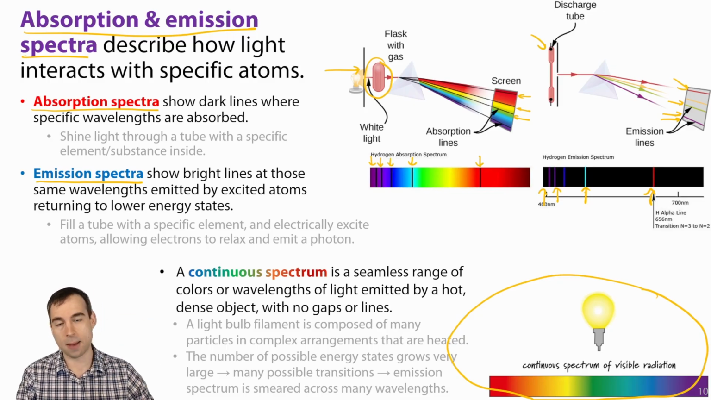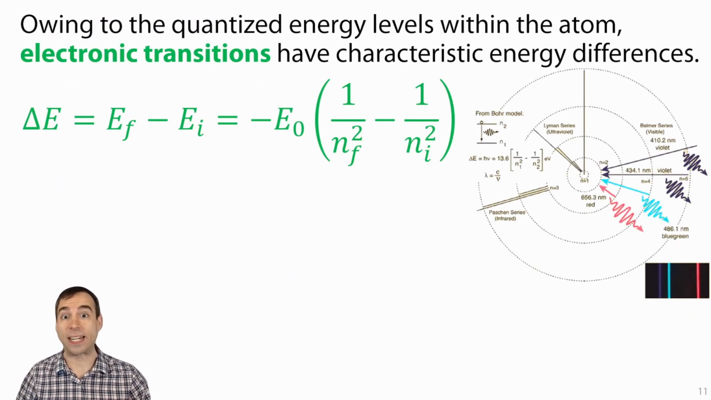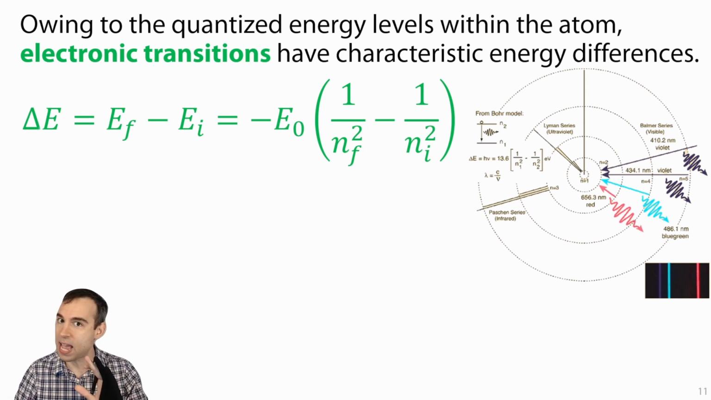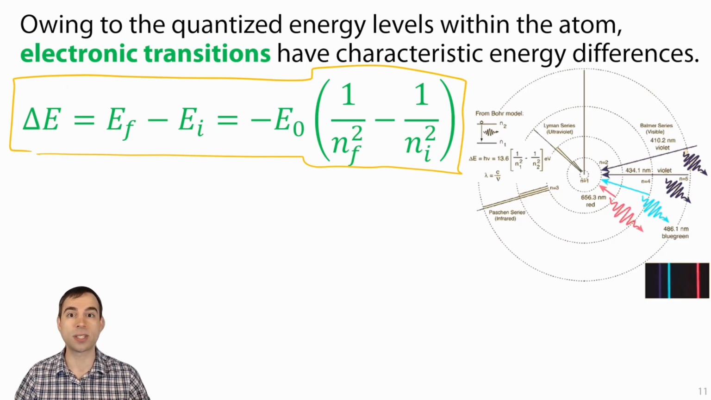Essentially, as we heat up an object, it will display a continuous spectrum rather than a specific characteristic absorption and emission spectrum. Since the energy levels within an atom are fixed and electrons can only jump between specific energy levels, they cannot have energy anywhere between those levels. That means the difference in energy for an electronic transition can be calculated just based on the difference in the final and initial energy states.